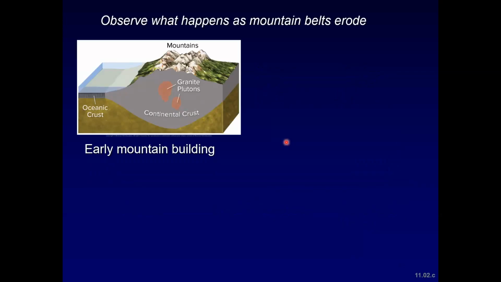So what happens as mountain belts erode? I mentioned the Appalachians in North America have had significant erosion. Let's start with early mountain building. As a mountain belt forms, the uplift is usually faster than erosion, to get the mountain itself. And then as soon as the mountain forms, it will be eroded, which contributes sediment to low areas.